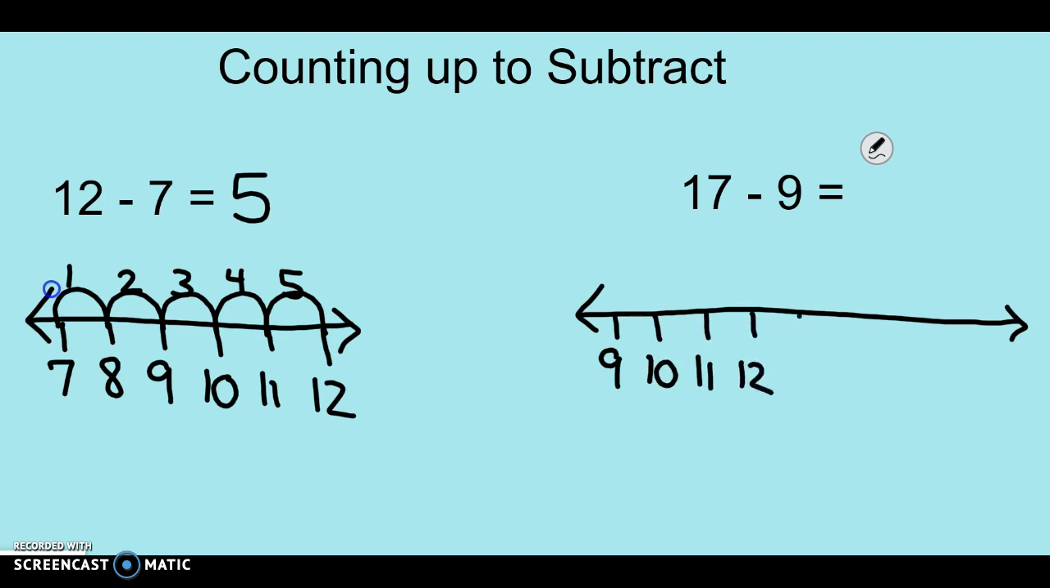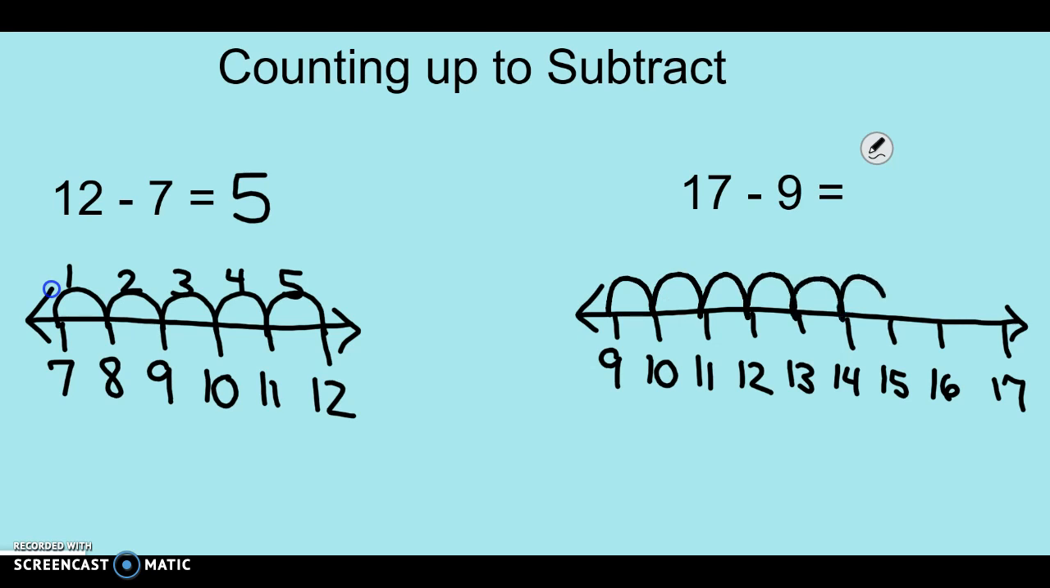Here we go. We already have 9, so the next number is 10, 11, 12, 13, 14, 15, 16, 17. Now it's time for the fun part. Let's count our skip jumps. Go back to 9. 1, 2, 3, 4, 5, 6, 7, 8. 8 skip jumps. It took us 8 skip jumps to count up from 9 to 17.